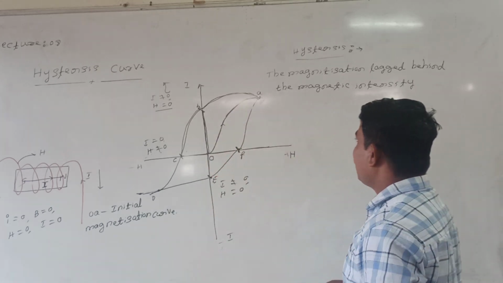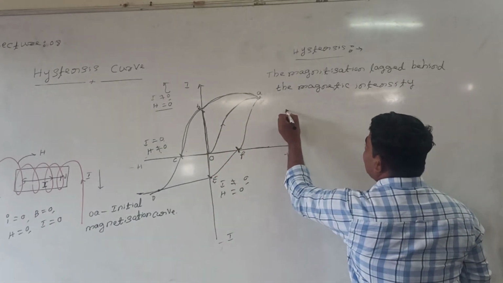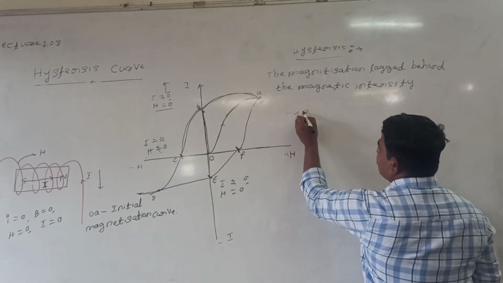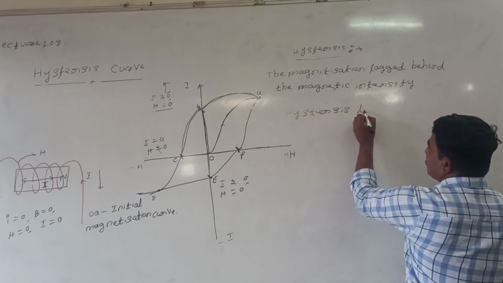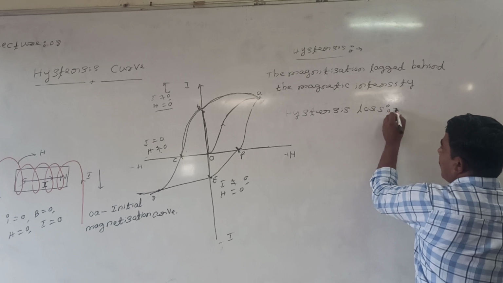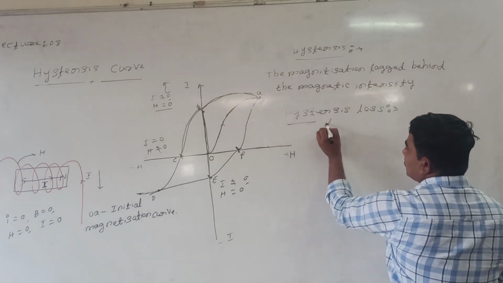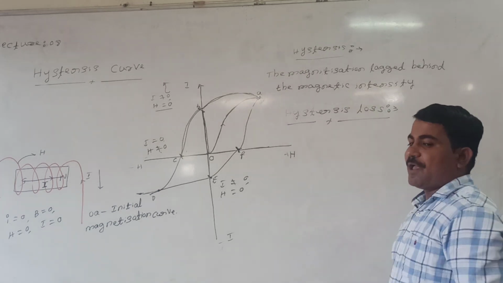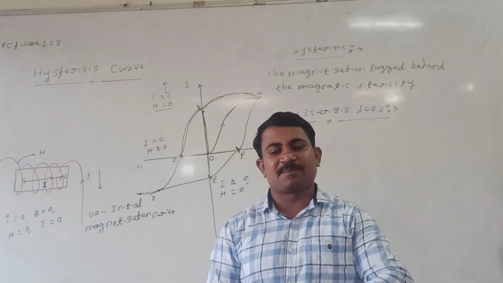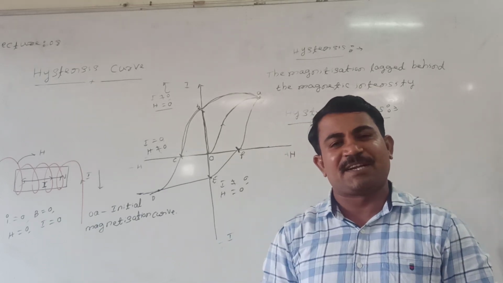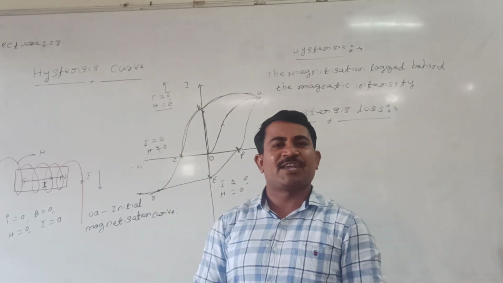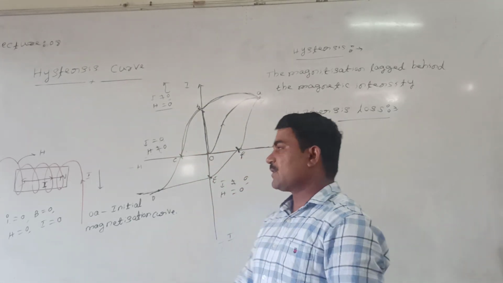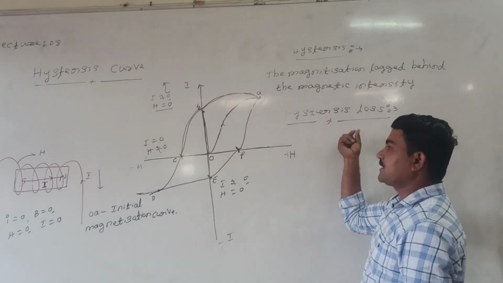Here we can define one more term. That term is nothing but hysteresis loss. What is hysteresis loss? When a ferromagnetic material is subjected to a series of changes, it gets magnetized and demagnetized. During that, energy is lost in the form of heat. That loss we are calling hysteresis loss.